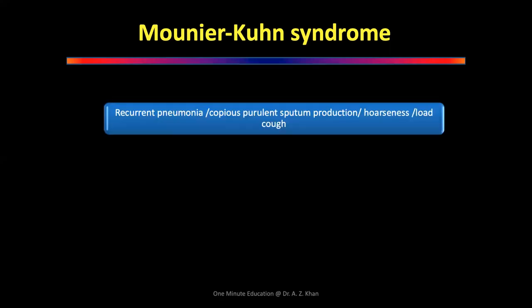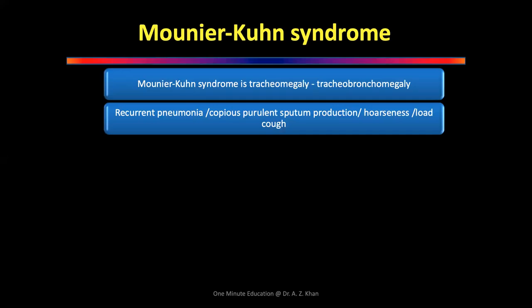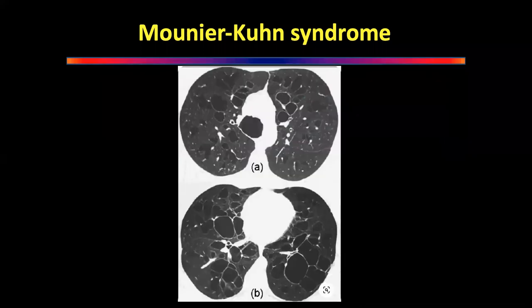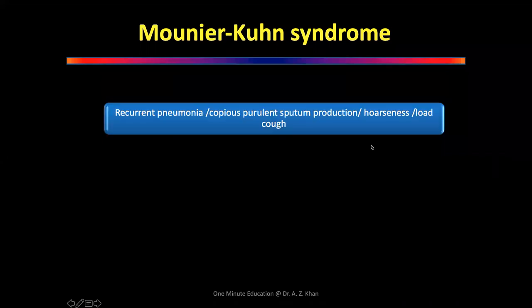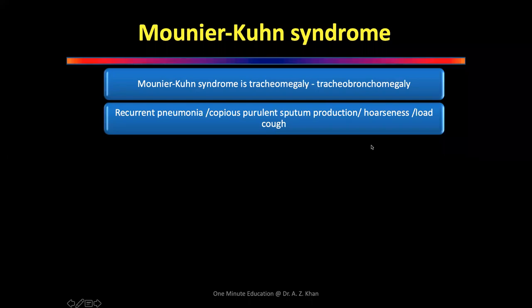So what happens is there is a dilatation of the trachea. So recurrent pneumonia, copious purulent sputum production, hoarseness, and a loud cough. This is tracheobronchomegaly. Okay, let me just go back and show you. Look at the trachea. Can you see the trachea? That's not normal, is it? It's a grossly enlarged trachea. So it is tracheomegaly, classically seen in Mounier-Kuhn syndrome.